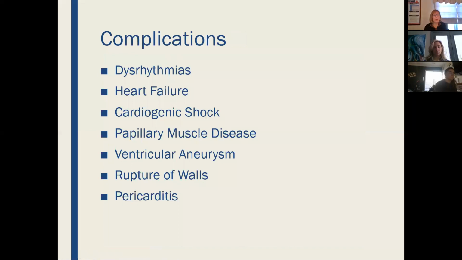Okay, so what are the complications? There's a bunch of them. These are them, and we'll take them one at a time. Dysrhythmias, heart failure, cardiogenic shock, papillary muscle disease, ventricular aneurysm, which is not a true aneurysm because it's not a blood vessel, rupture of the walls, and pericarditis. So some of this we've talked about. It'll be familiar to you.